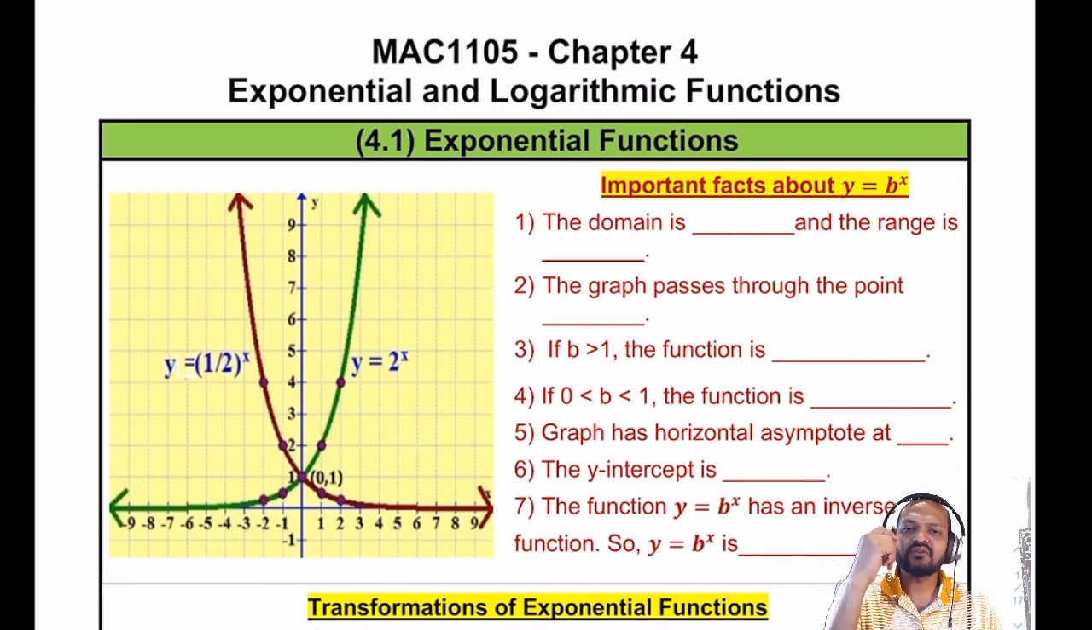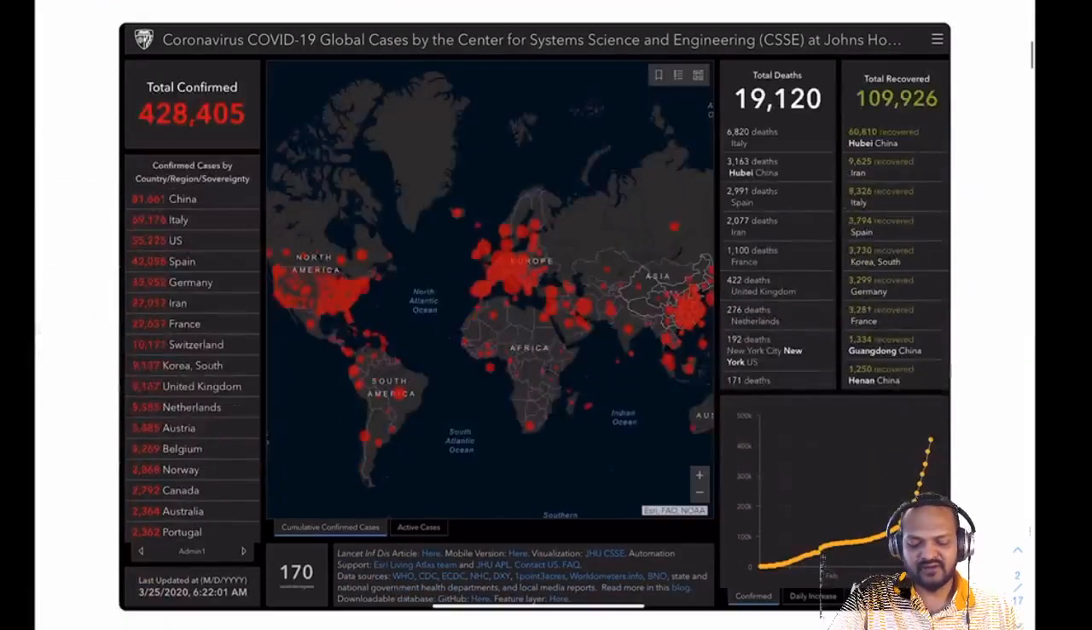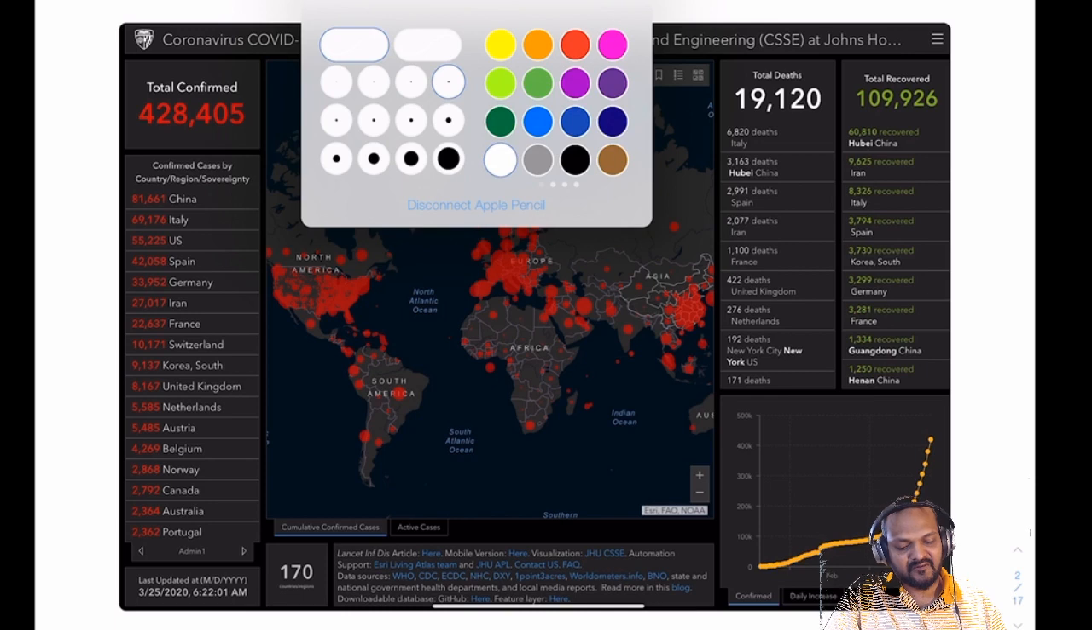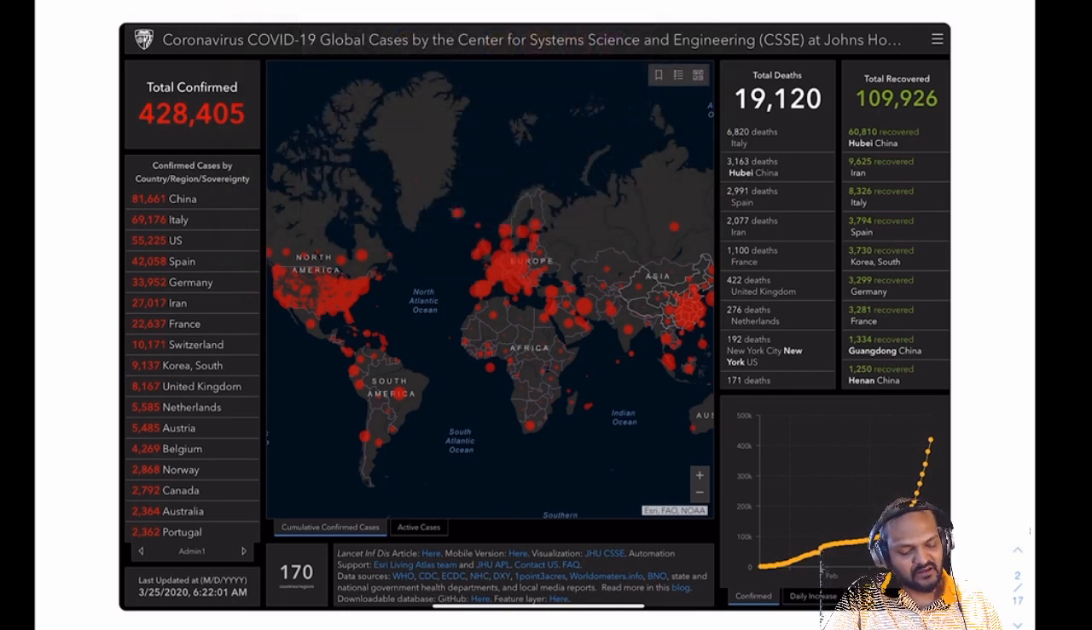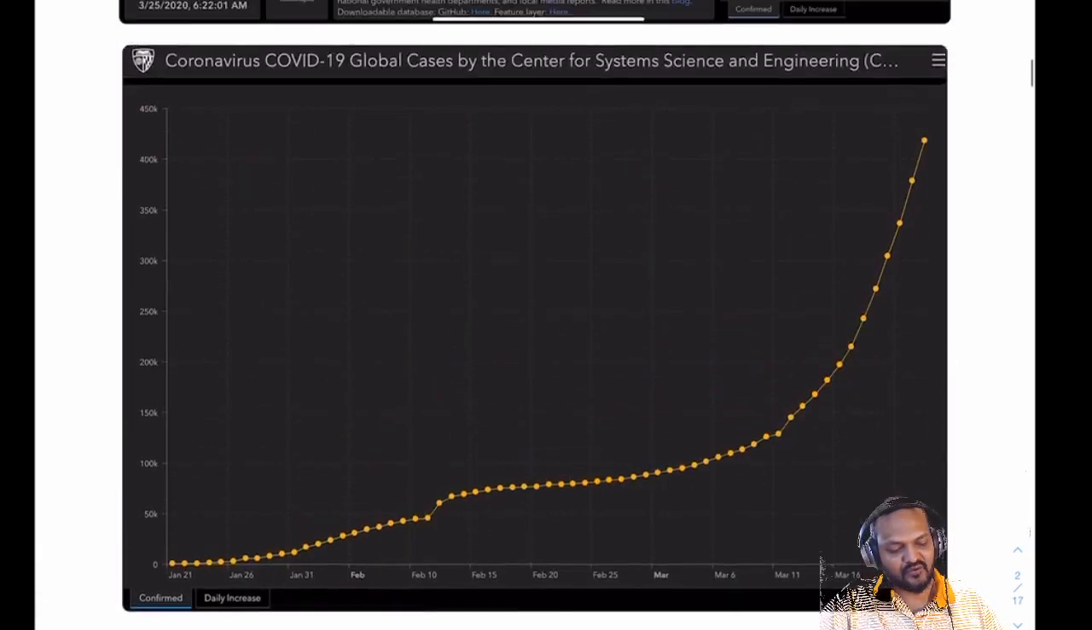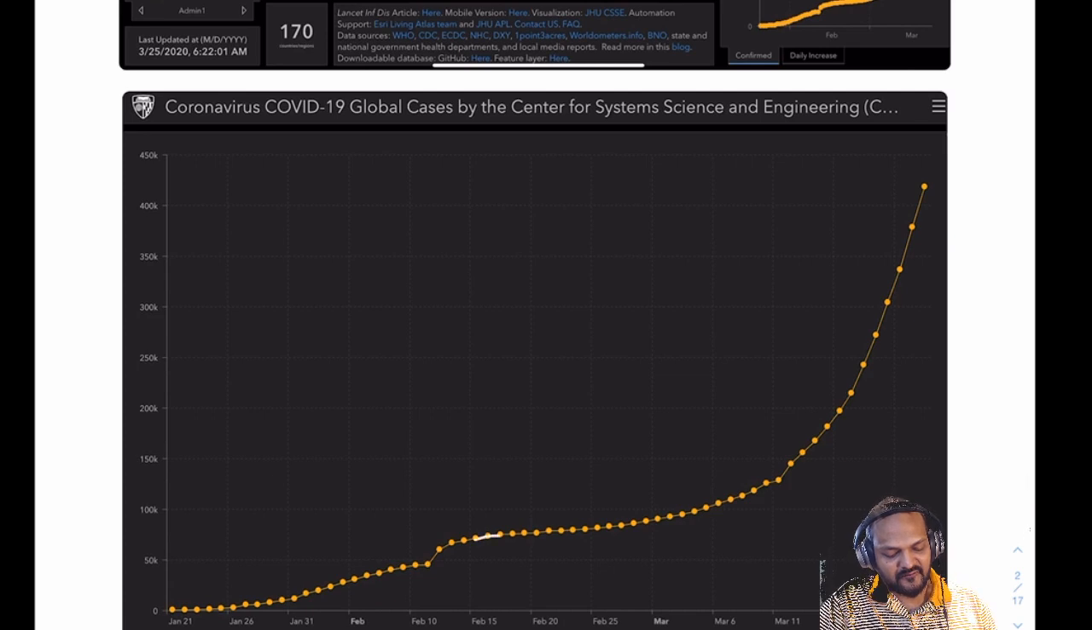We're going to talk about exponential and logarithmic functions, and these functions play a vital role in many applications. For example, we're all talking about coronaviruses these days, right? So here's the number of confirmed cases in the world as of March 25, 2020. And if you take a look at the graph of the number of confirmed cases, you would see the graph goes like that.